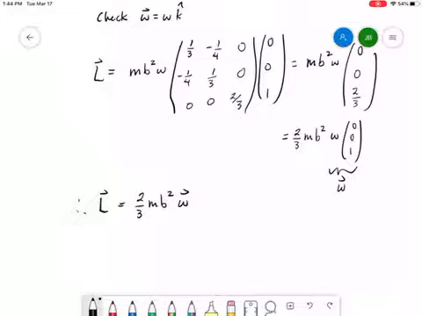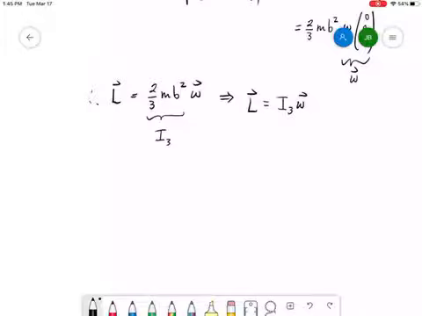And let's do it like we did before. Let's say I'm going to choose this one to be, I'm going to label it as I3. Okay. And so we could write this then as L is equal to I3 times omega. So it must be the case that z is also a principal axis for the square slab with origin Q at a corner. Therefore, the z-axis must also be a principal axis.